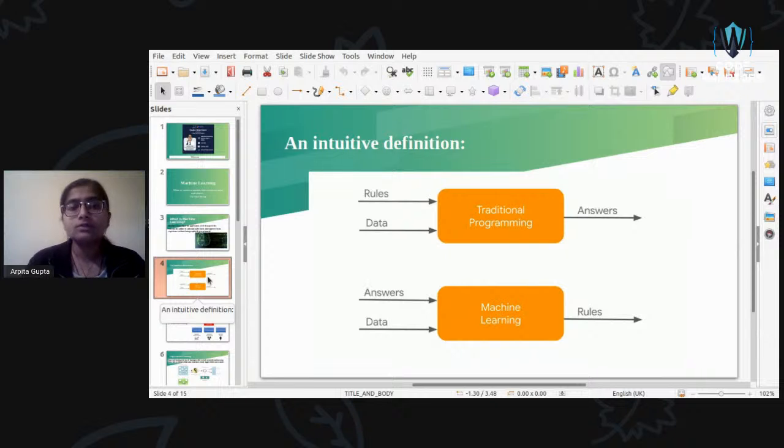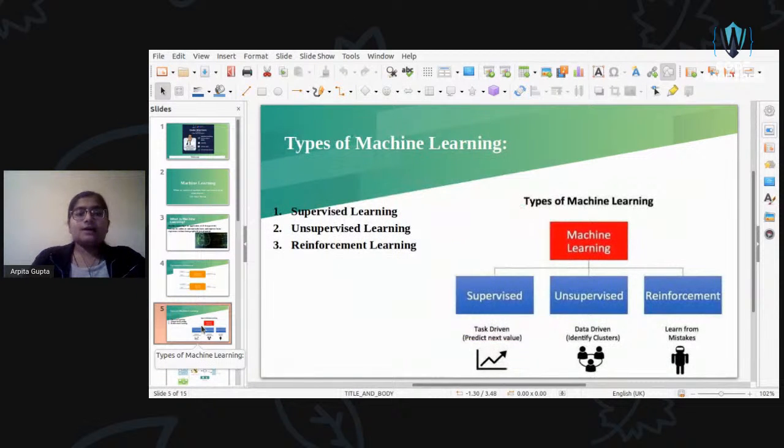So what are rules? Rules are the patterns and the insights which our machine has extracted from that data. So that's pretty cool. That's the beauty of machine learning, I would say. Coming to the types, machine learning is broadly classified into three types: supervised, unsupervised, and reinforcement learning.